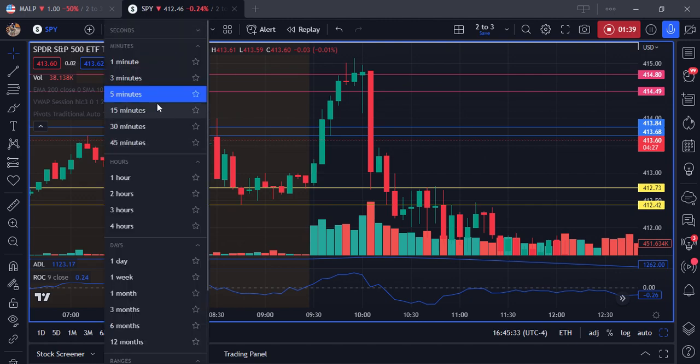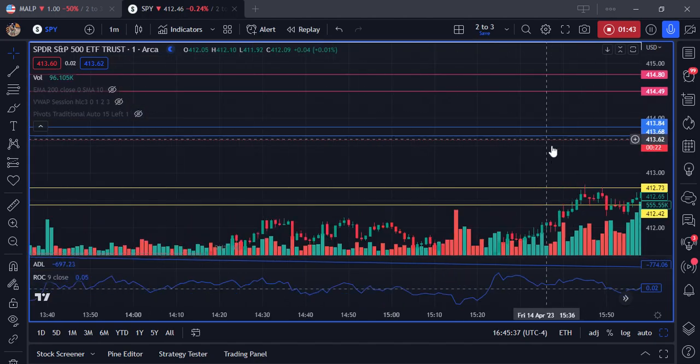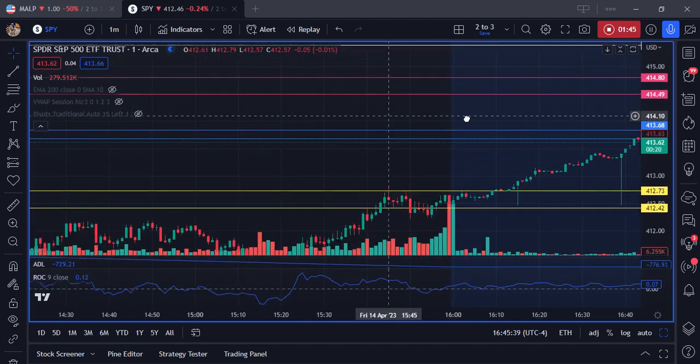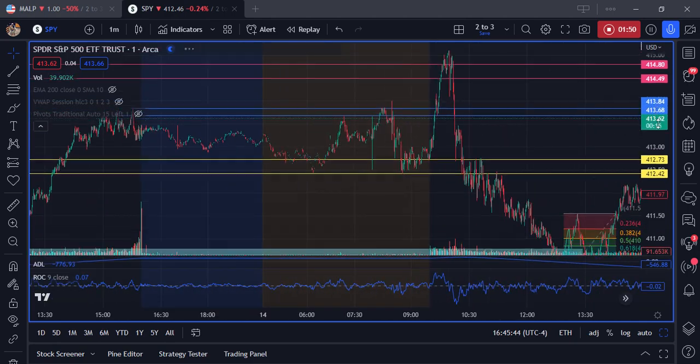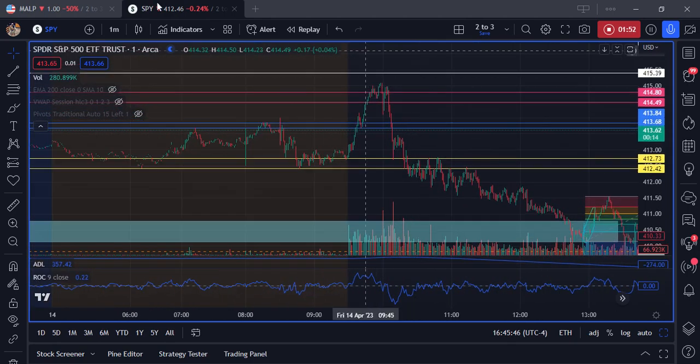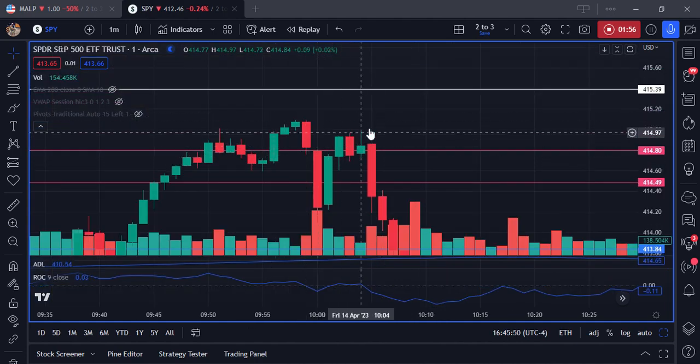So if we go right now, we're at 5 minutes. We're seeing this on 5 minutes right here. Let's see how it looks on a minute before we go into the daily. All right, and this is practically what I actually fell for, how I lost on this particular trade.